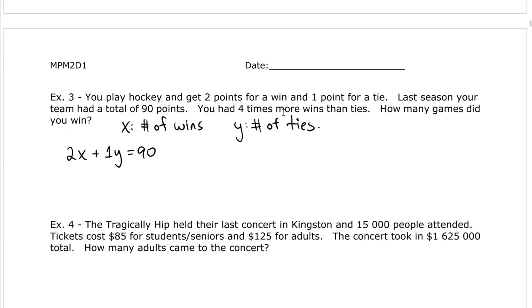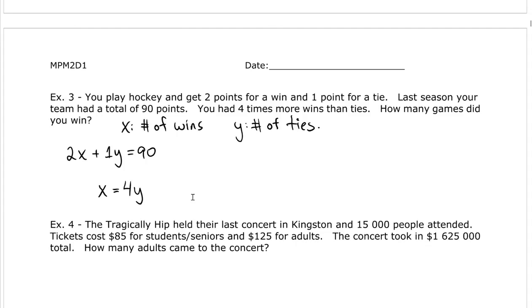Okay, we're also told that our team has 4 times more wins than ties. So we can use this sentence to create another equation that says the number of wins, x, is equal to 4 times the number of ties, so 4 times y. We multiply the number of ties by 4 to get the number of wins. So we're going to plot these 2 equations to determine the solution.